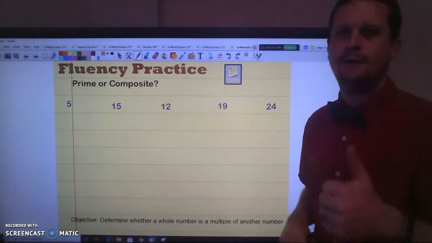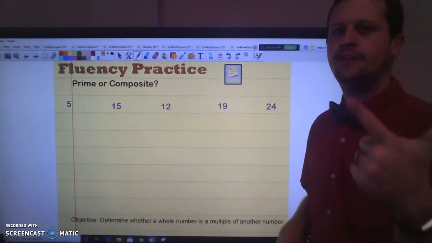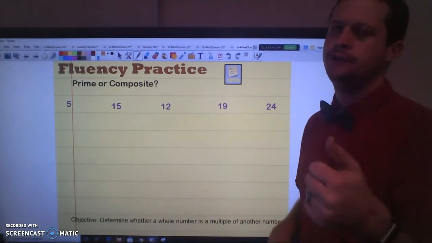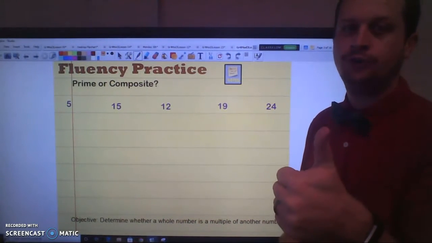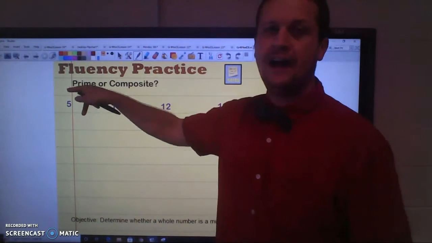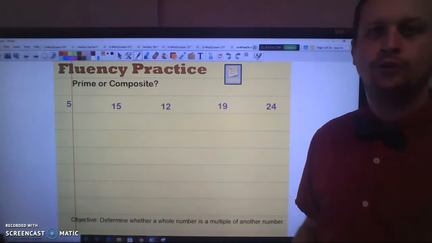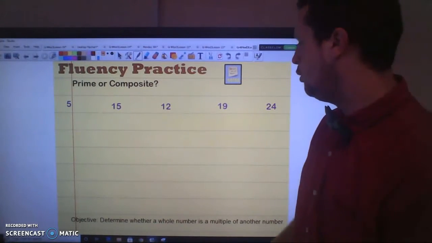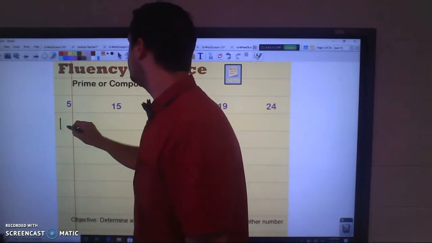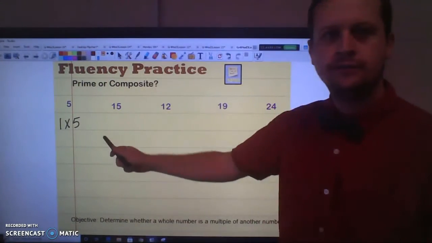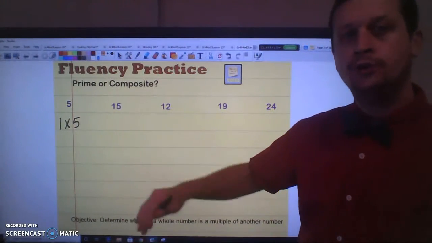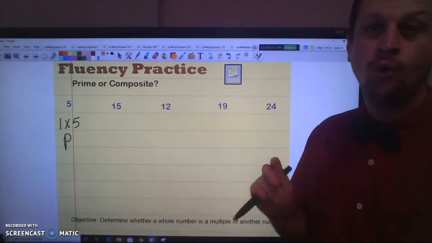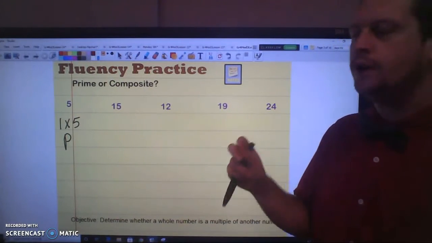Remember, prime means it only has 1 and the number. Just like our primary colors, red, blue, yellow. To make blue, you only have to use blue. So let's see 5. What are some factors of 5? What are some two numbers we can multiply to get 5? Well, starting off, we know it's just 1 times 5. Any other factors? No. So that means that 5 is prime. The only factors for 5 are 1 and 5.